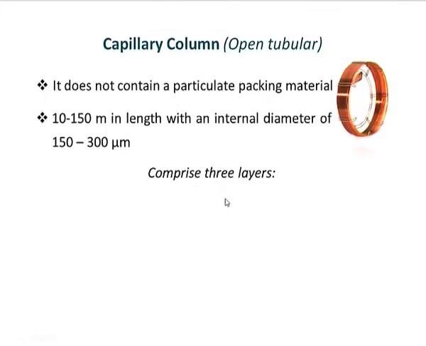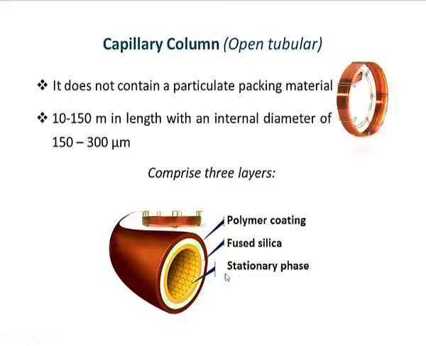So it also tells you how we are able to separate a complex mixture when we have this many theoretical plates. If you compare it with a normal column, even a few thousand plates is on the higher side. Generally, these capillary columns comprise 3 layers. The outer layer is a polymer coating, which could be a polyimide coating. Internal to this is fused silica, and to this fused silica is bound the stationary phase, which is a very thin film.